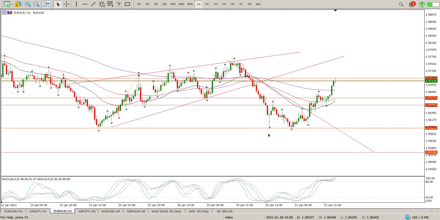So you can see a nice pin bar just short of a level, come back, and then you've got an engulfing bar here on the level. Look at the oscillators here grouped. We are grouped to the upside now. We are breaking through the moving averages.